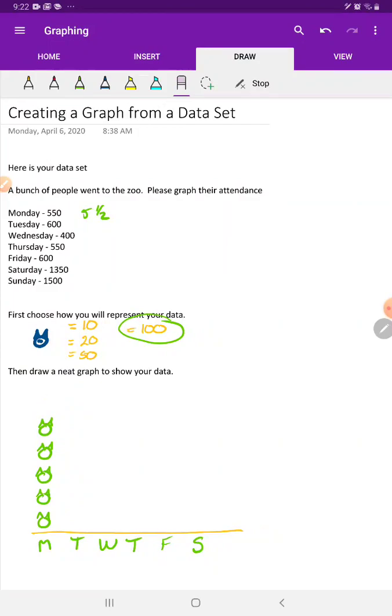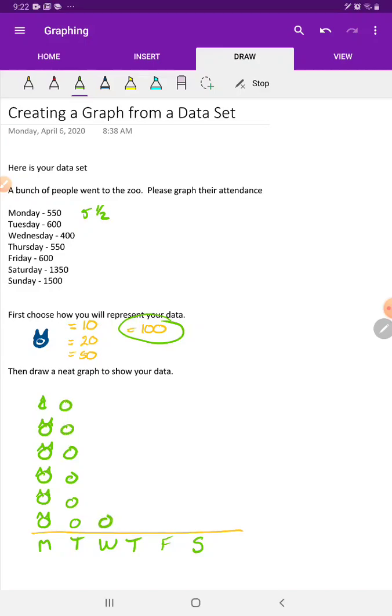Okay, so to draw my half head, I'm just going to draw a whole head, and then, oh, I can't do that. Okay. There's my half a head. Okay, and then on Tuesday I've got 600, so I'm going to do the same thing. Notice, just like I versed instruction, I gave it really neat.